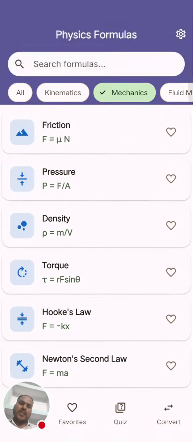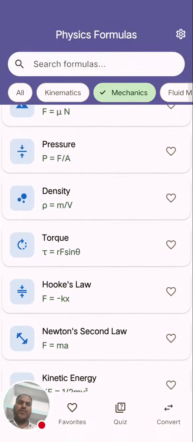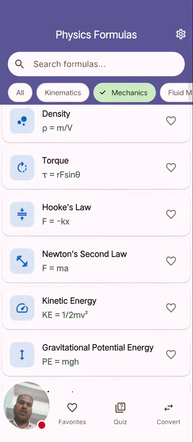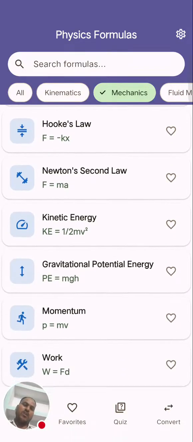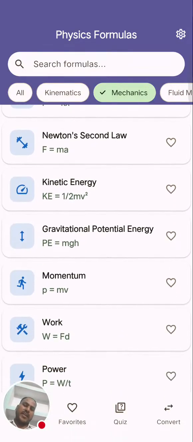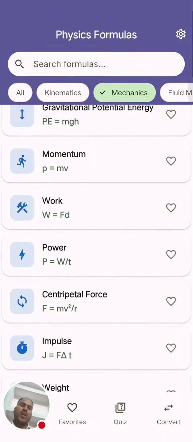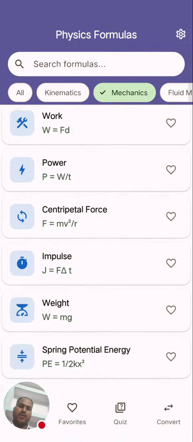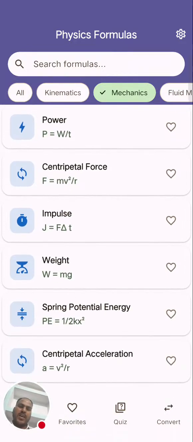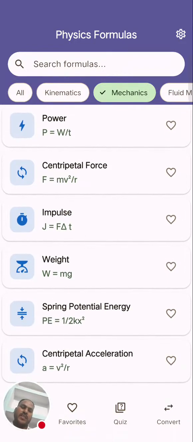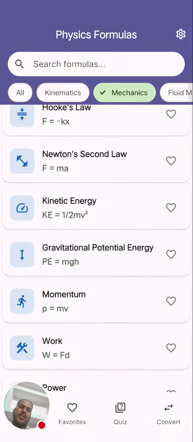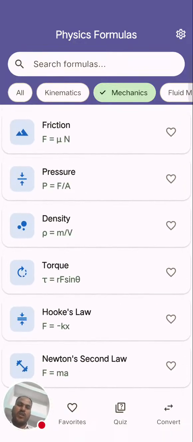In mechanics, we will discuss friction, pressure, density, torque, Hooke's law, Newton's second law, kinetic energy, gravitational potential energy, momentum, work, power, centripetal force, impulse, weight, spring potential energy, and centripetal acceleration. These things we will discuss today in this live session.